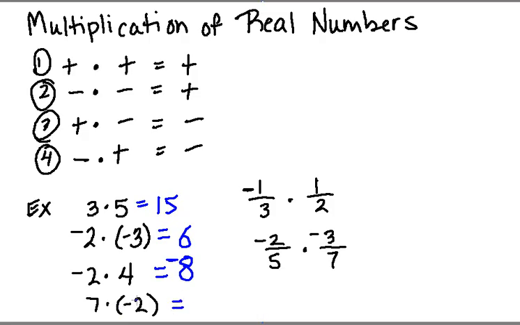Here I have 7 times a negative 2. Again, 7 times 2 is 14, but I've got a positive times a negative, which is going to yield a negative.